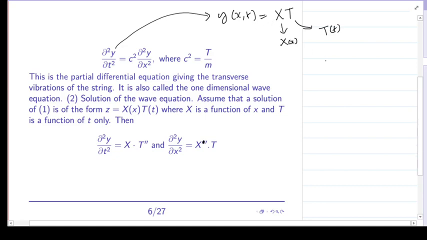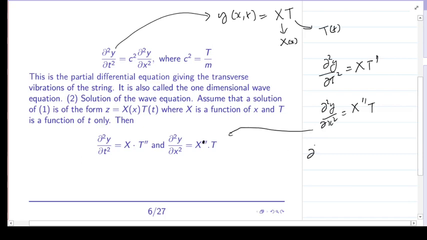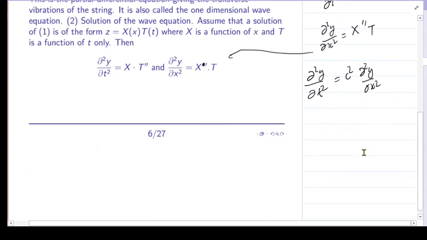By taking that into account, we can find the partial derivatives: dou square y by dou t square is equal to X T double dash, and dou square y by dou x square is equal to X double dash T. We substitute these in the one-dimensional wave equation, dou square y by dou t square equal to c square into dou square y by dou x square, and rearrange. So we get X T double dash is equal to c square into X double dash T.